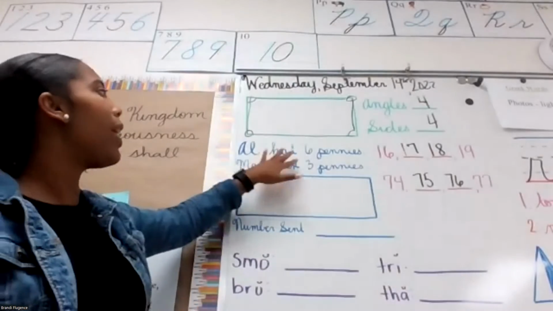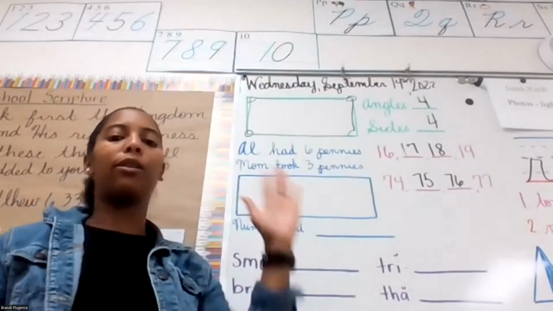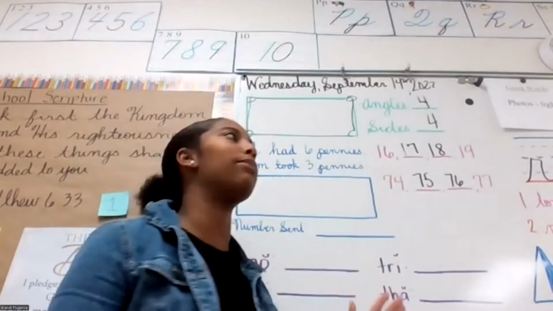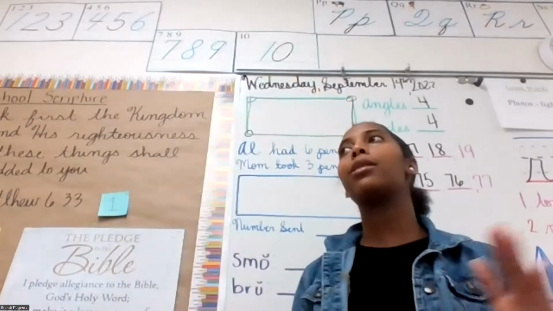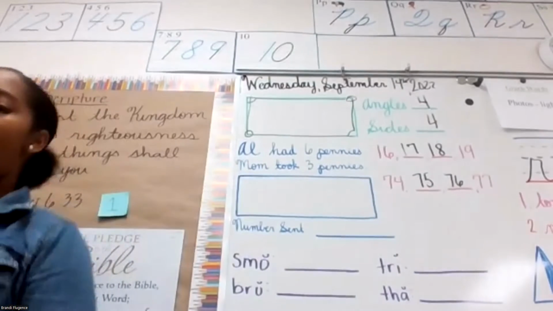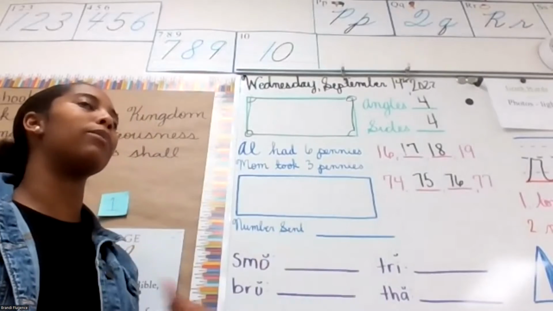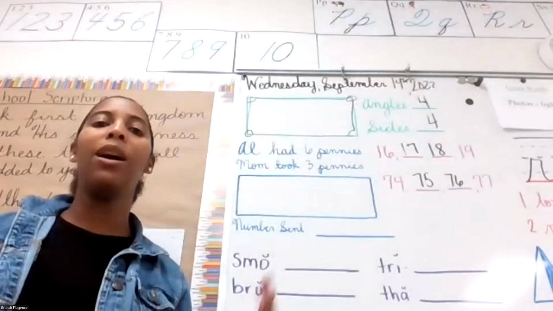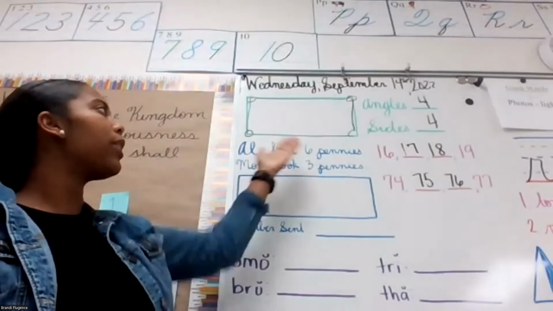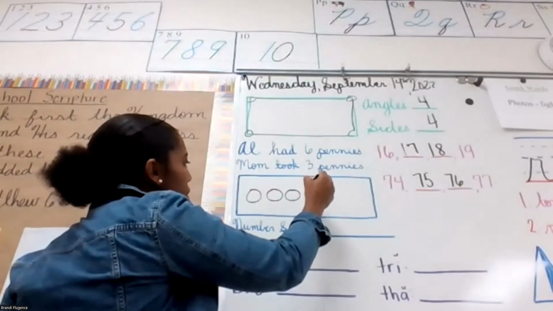So I have: Al had six pennies. Mom took three of his pennies. Let's create a picture and write a number sentence to show how many pennies Al has remaining. So first thing I'll ask, is this a some more or some went away? Some went away because he had some and he lost some. So let's create our picture to show that this is a some went away. So how many did Al start off with? Six. So let's draw six of his pennies.